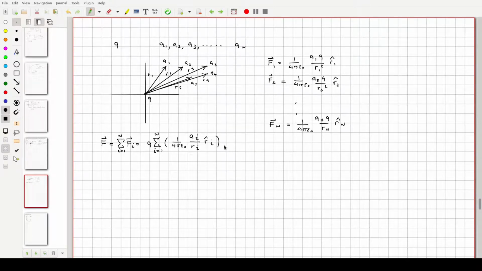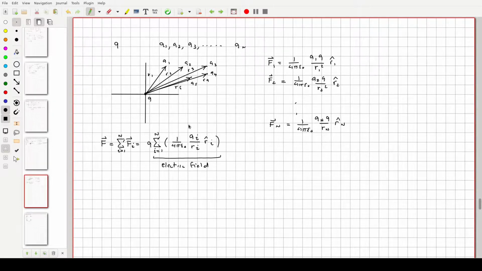And not only can you sum them, we know that if you have enough of these things, you could turn what would be a discrete number of charges into an infinite number of charges and make it an integral. Now we'll be doing that in our next video. But this right here, we're going to discover also in that video, we call the electric field. But the point is that you can sum these things.